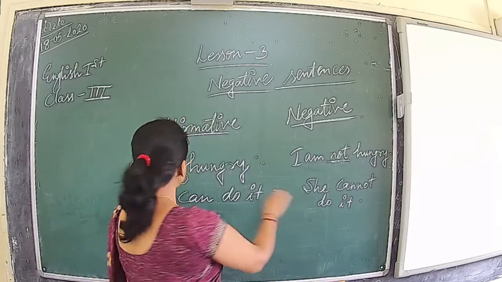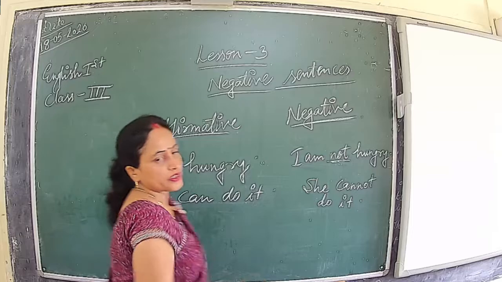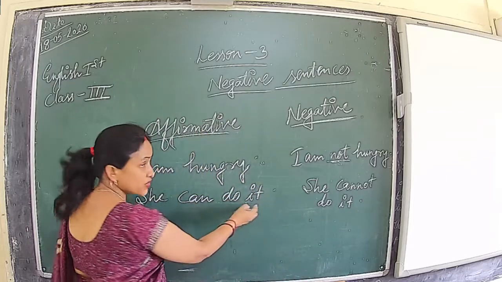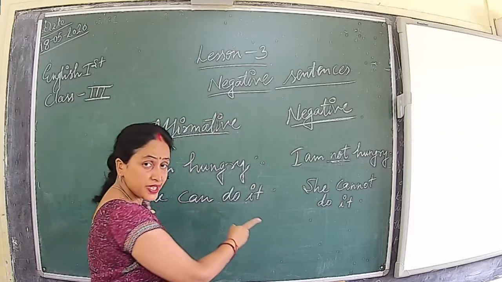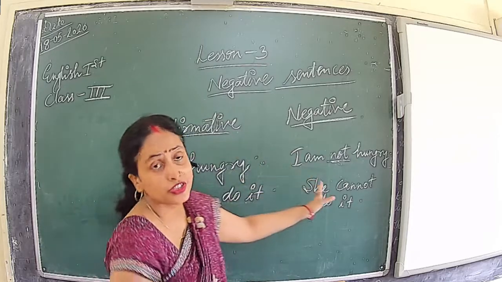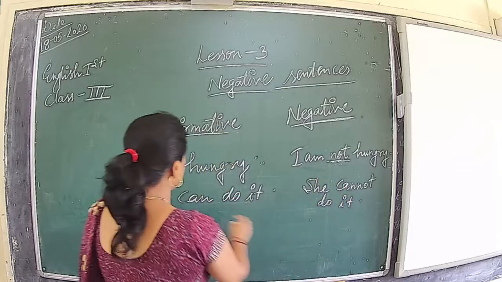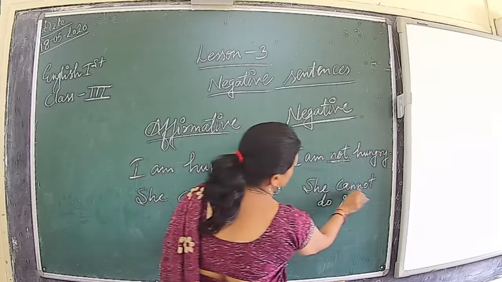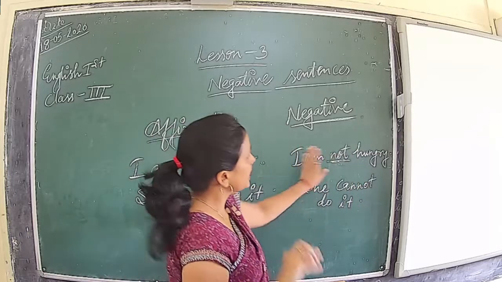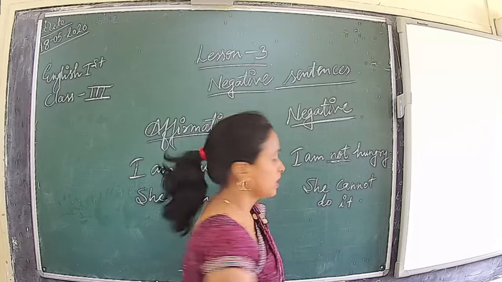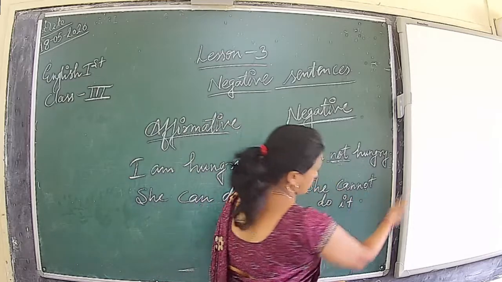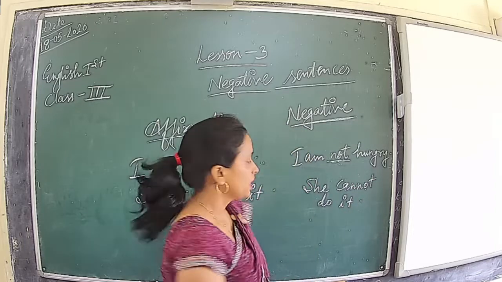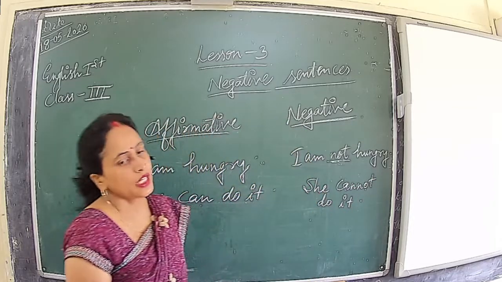Understood? So here you see, she can do it. This is a positive sense, the affirmative sentence. When we have to change it into the negative sentence, what we'll do is, here she can is given, so we'll put not here. I have already told you, in the negative sentence we have to put not. So she cannot do it. This is a negative sentence.